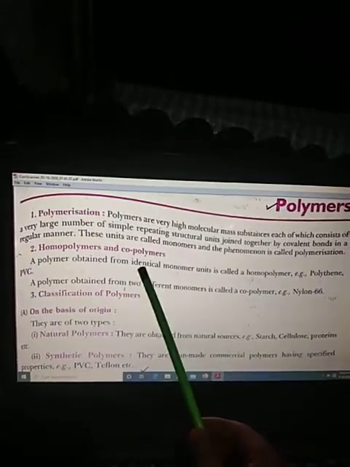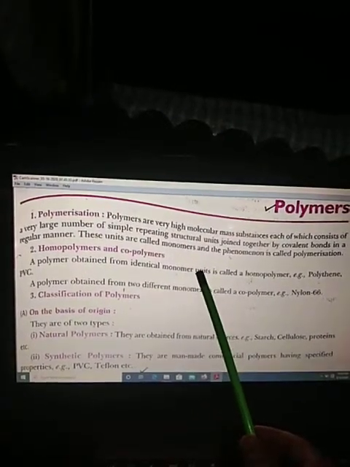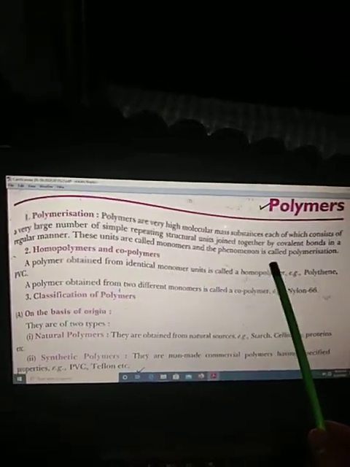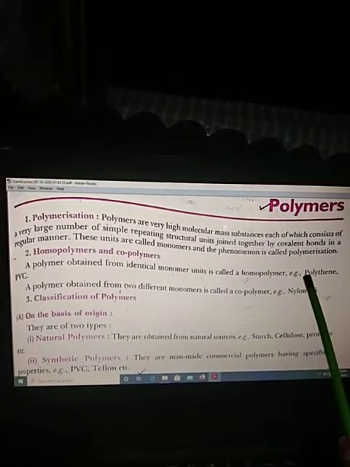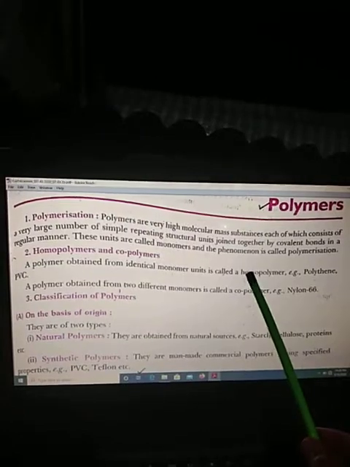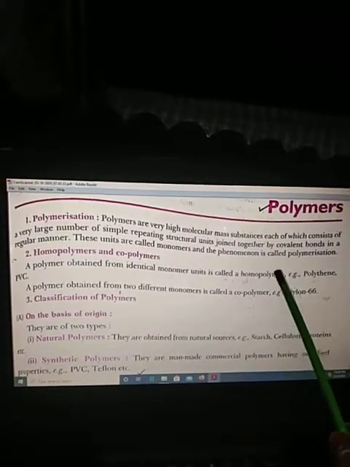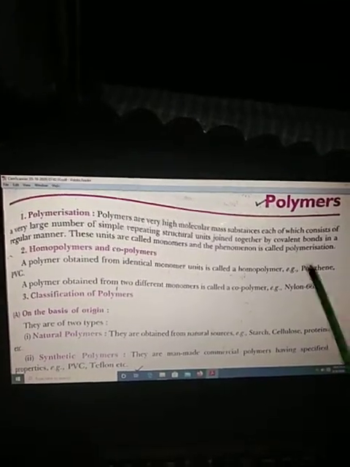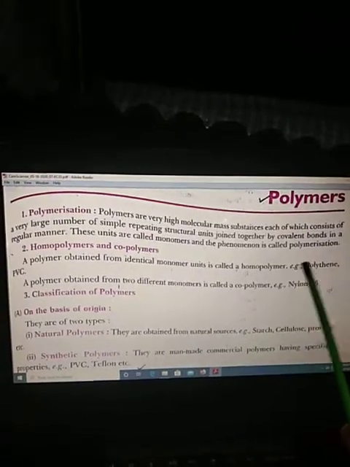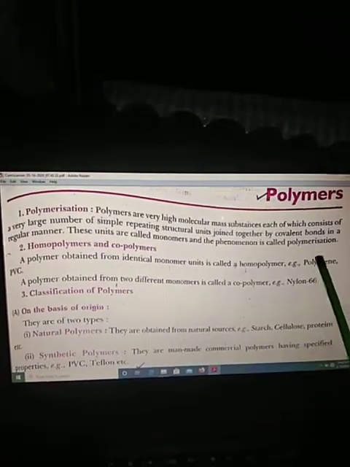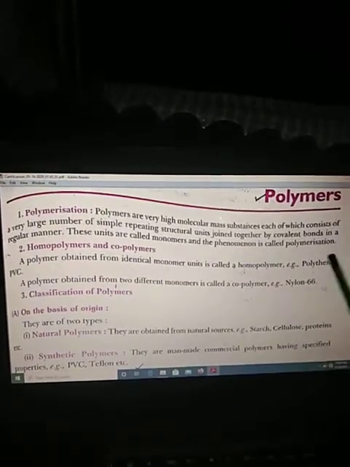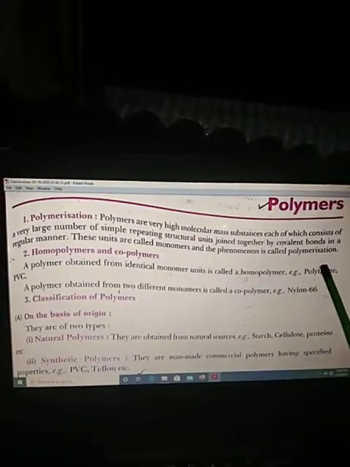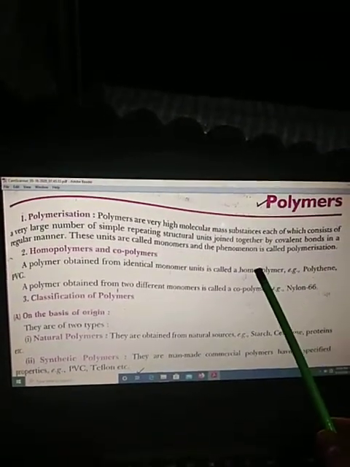Polymer obtained from identical monomer unit. That means if the monomer unit is similar, then we call it a homopolymer. Example, polyethylene. Polyethylene is formed from ethene molecule, that is CH2=CH2. CH2=CH2 combines with n number of molecules, say an infinite number of molecules, and it will form polyethylene. The double bond between the carbon atoms will break and it will form a long chain with CH2 CH2 CH2, it goes on. That is called homopolymer, since over here the only monomer unit is ethene, we don't have other.